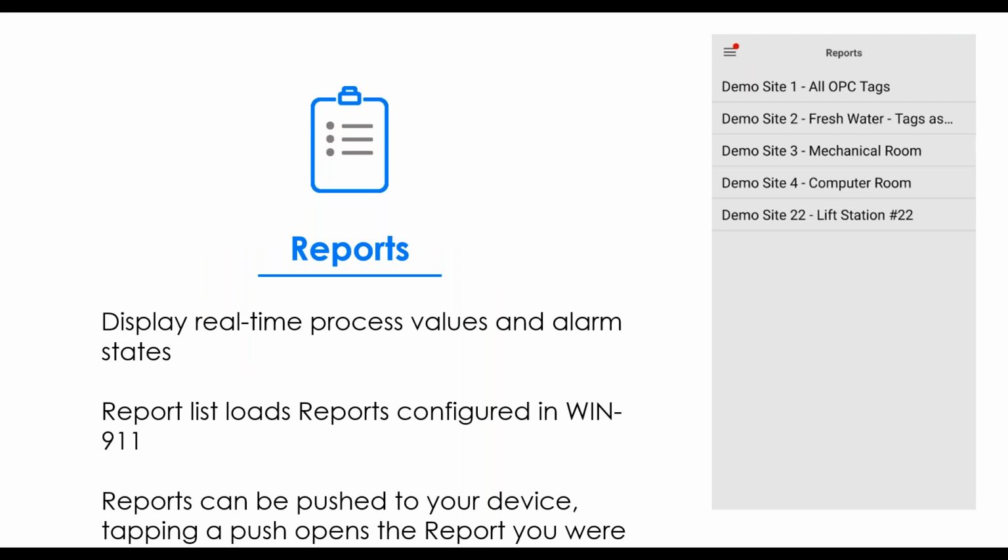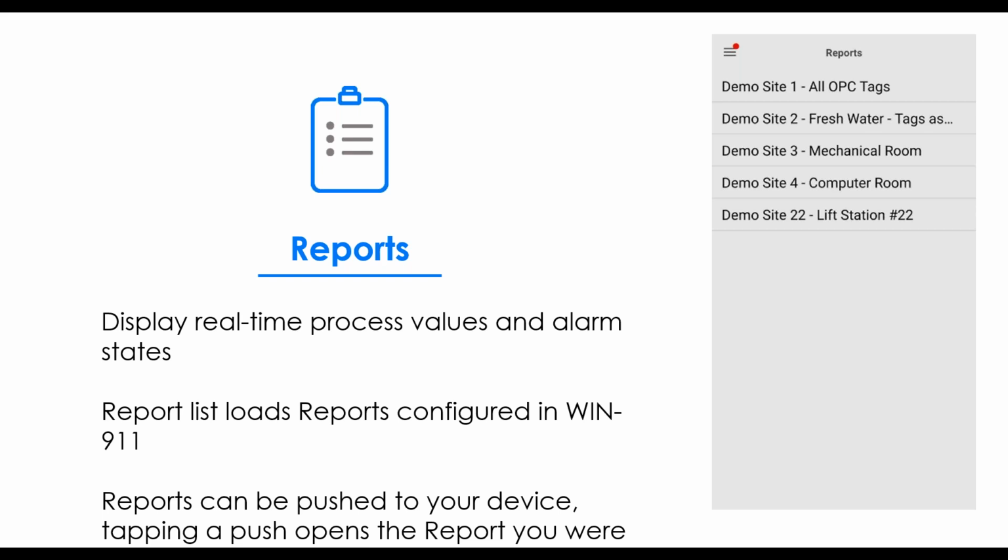And then there's a reporting feature. So this is the basic reporting functionality of Win911. These basic reports allow you to see just the real-time values of a tag. We've added in, and this is what David will talk to you more about, the ability to view Excel reporter reports.